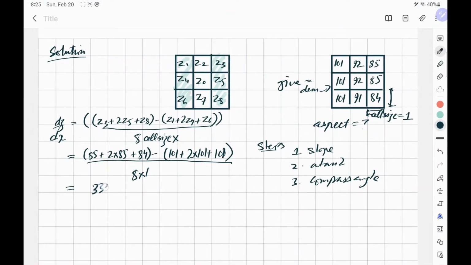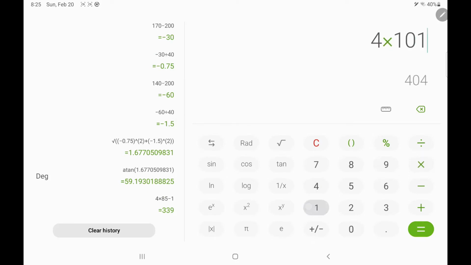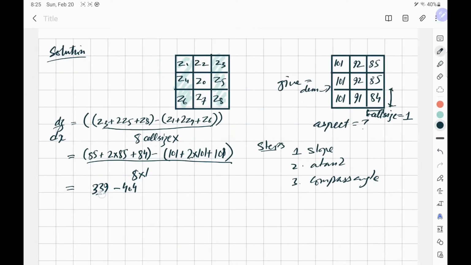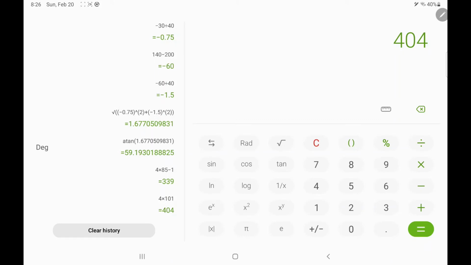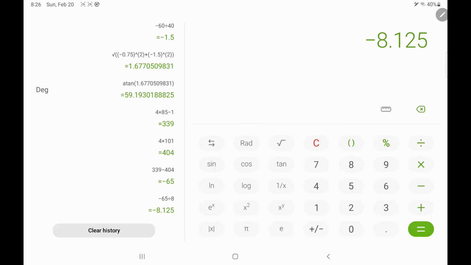So we have 339 minus 4 times 101, which is 404, whole divided by 8. 339 minus 404 is minus 65, whole divided by 8. The answer is minus 8.125.